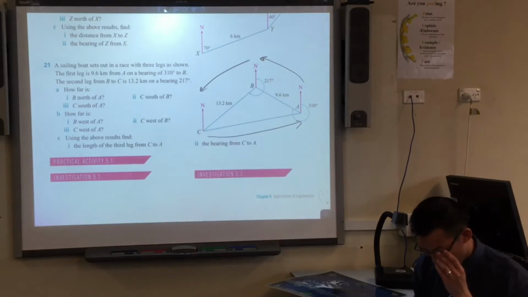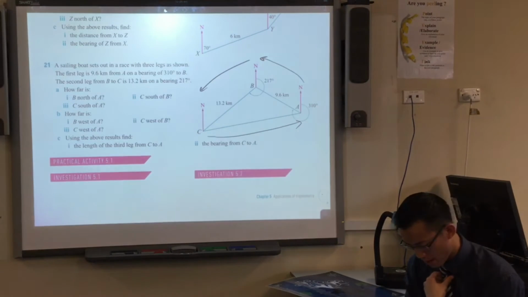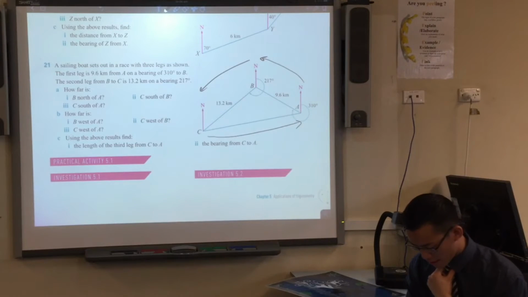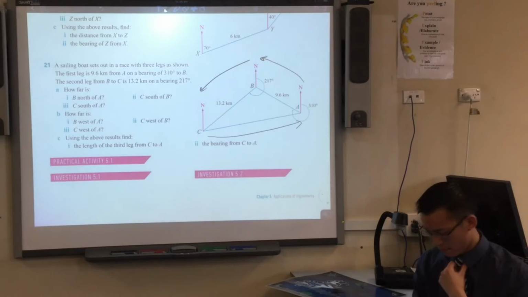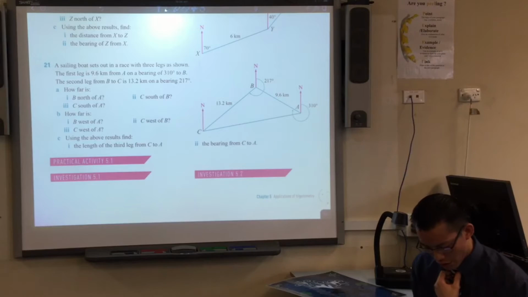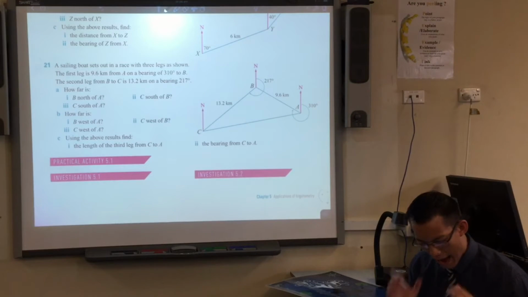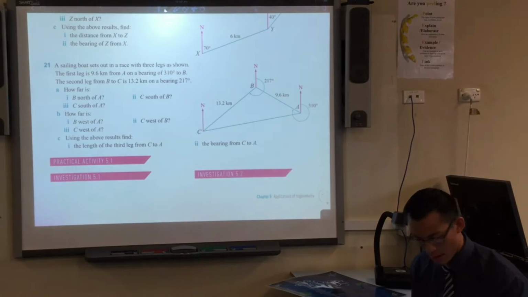They give you all this information. It looks to me like everything has been placed onto the diagram. You can see the 310 degrees, the 9.6, the 217, and the 13.2, okay? So far, so good. Let's have a look now. The first question is, and this is very similar to how we went in question 20. How far is B north of A?